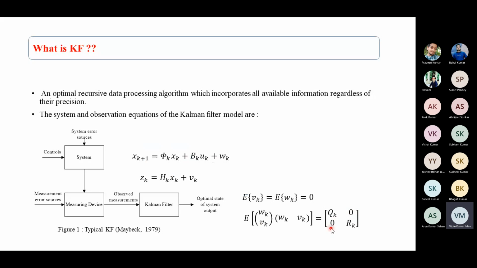It means noise at time k will not be related or correlated with noise at any epoch. Noise at time tk will not be dependent on, or correlated with, noise at time tk plus 1. And vk will not be dependent on wk anyhow, and wk will not be correlated with vk anyhow. So white noise means this should be 0 in the covariance matrix.